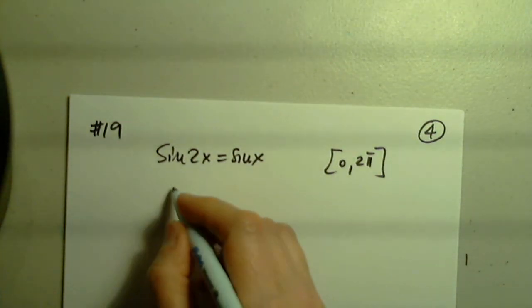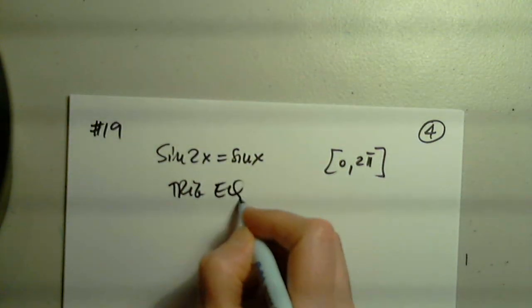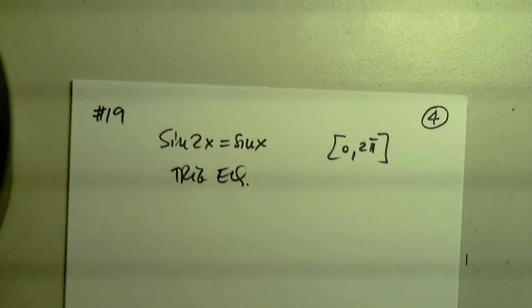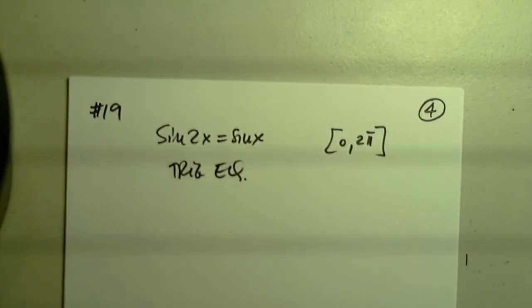Well, this is a trig equation. And there are, as we know, a lot of trig identities.